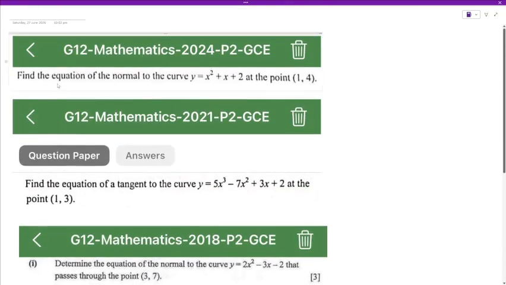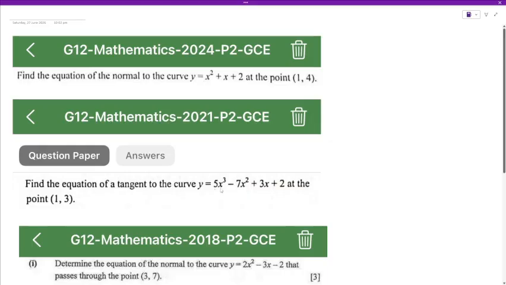So the first one, we are asked to find the equation of the normal to the curve y is equal to x squared plus x plus 2 at the point (1, 4). To solve this question, all we have to do is differentiate the equation of the curve. Once we differentiate it, we find the gradient function. In that gradient function, where there's x, you put the x coordinate, which is 1. Then you can use the properties of the equation of a straight line to find that equation.